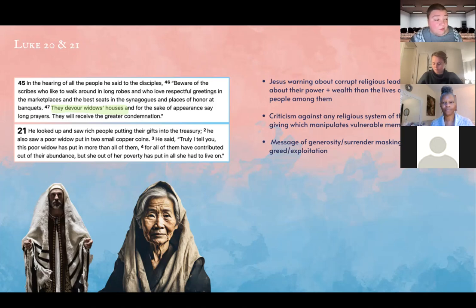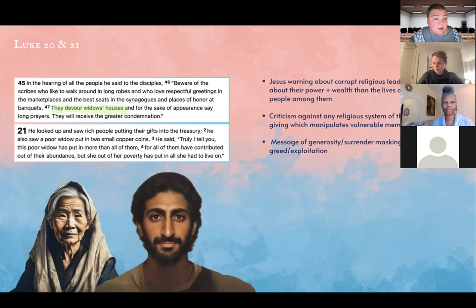The scribes, those who are experts at scripture, are described as devouring widows' houses. Jesus is condemning this exploitation, and he says those who prop up these practices will be punished severely. Quite a different message coming out of Luke 21 when we read it in the proper context.